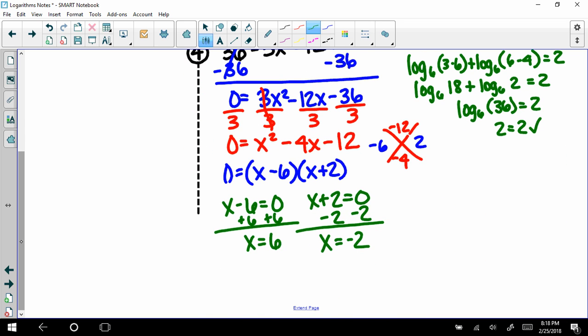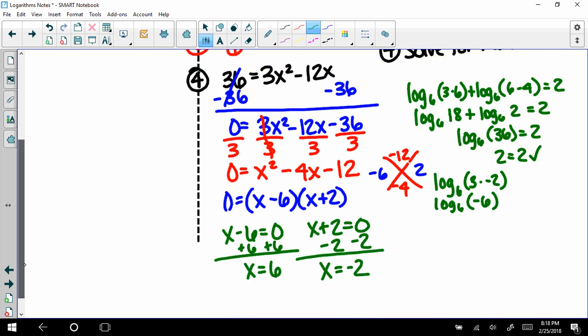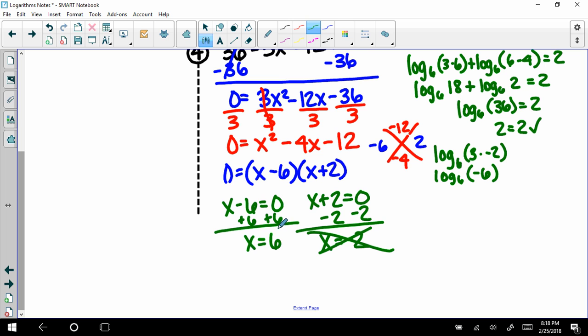Now let's try negative 2. So I do log base 6 of 3 times negative 2. I can already stop because that would give me log base 6 of negative 6. And remember, we are not allowed to have a negative inside a log. It's impossible to get a negative inside a log. So then automatically this answer is out. So the only answer that works is x equals 6. Because negative 2, when you plug it back in, will give you a negative number inside the log, which cannot happen.